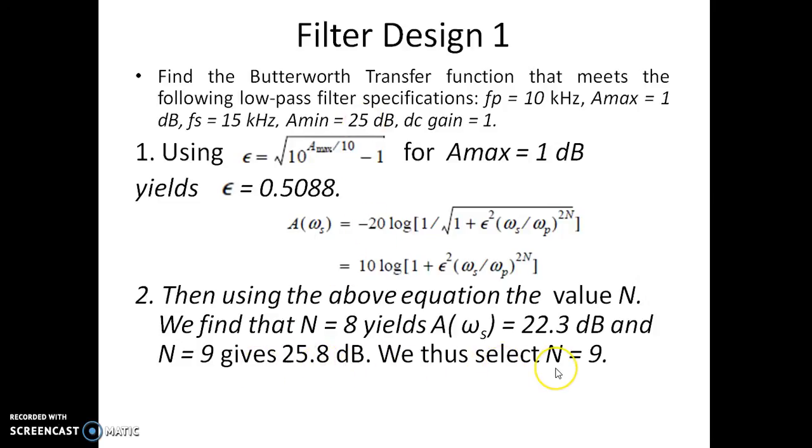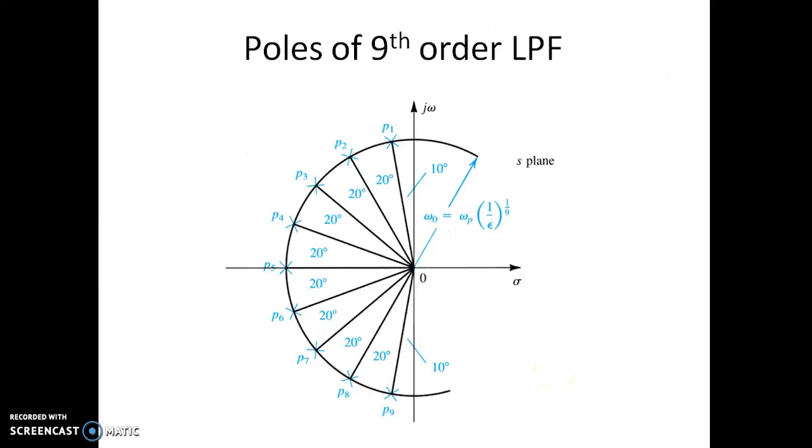If the value of n is 9, we are supposed to have 9 poles. So 9 poles have to be located like this. This is the first one, second one, third one, fourth one. You can see there are 9 poles. But you can see that P1 and P9 are complex conjugates. Similarly, P2 and P8 are complex conjugates.